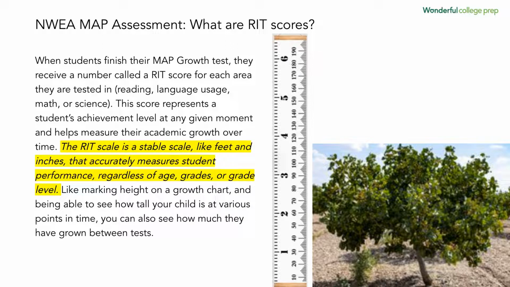So students get a singular score called the RIT score in each area that they test. For us, it is reading and math are the two that we use. Now, this score represents their achievement. So it is their score on the test at any given moment, which is going to help us understand their growth over time.